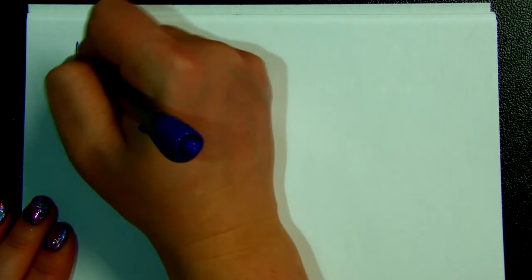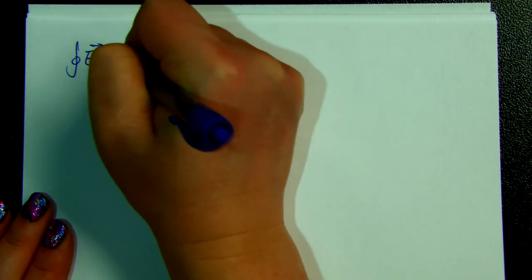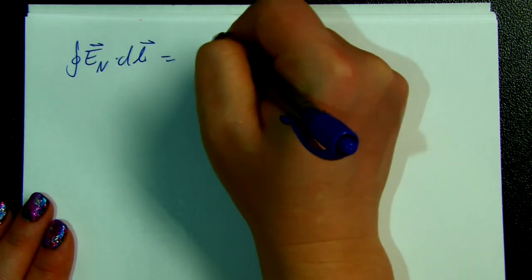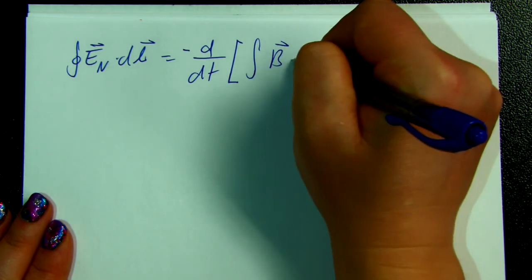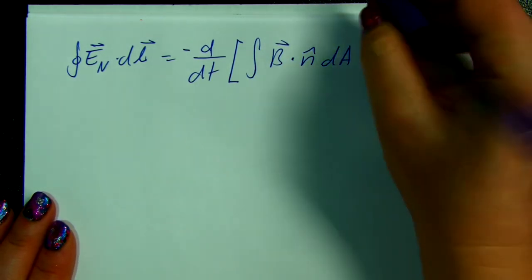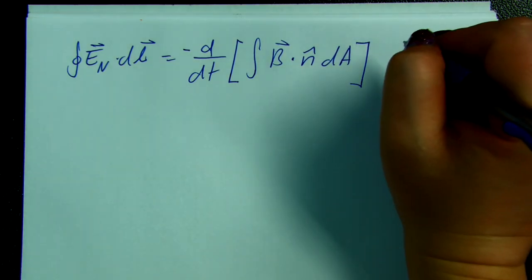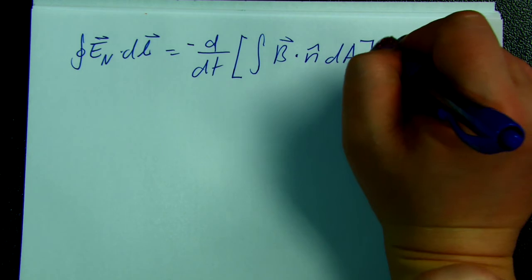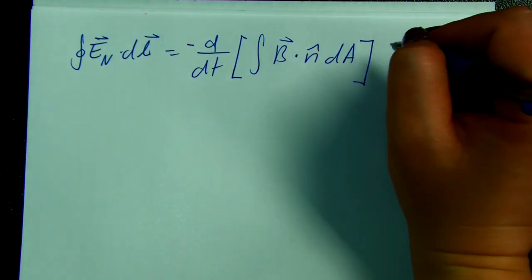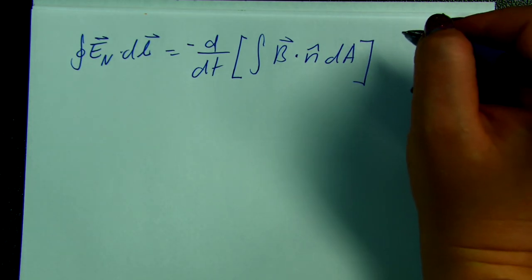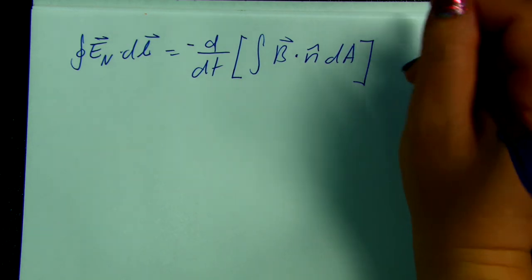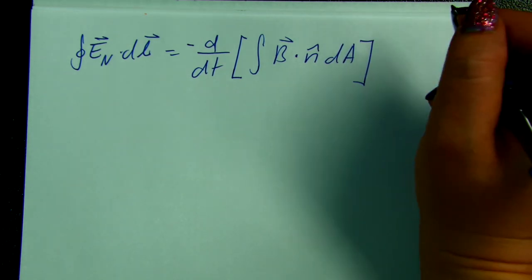Okay, so moving right along. So you can also say that the integral of E non-Coulomb dot dl is equal to minus d/dt times the integral of B dot n hat dA. So I wanted to take a quick moment for those of you in the algebra class. I know I have been writing a lot of calculus terminology throughout this lecture. What I want you to really focus on is that when I talk about the time-based derivative, I'm just talking about whether or not that magnetic field is changing with respect to time.